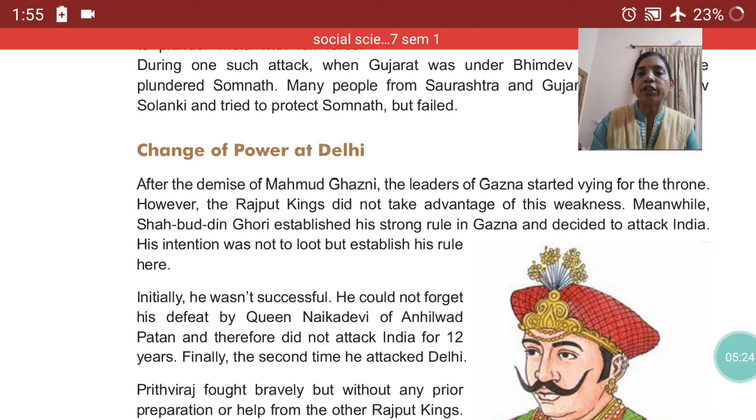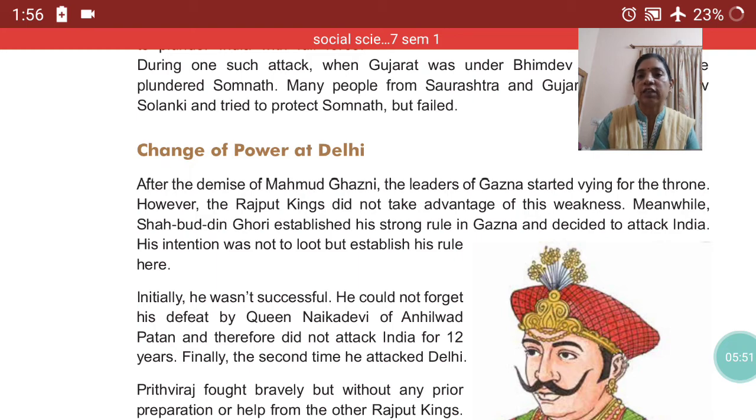Meanwhile, Shahabuddin Ghori established his strong rule in Ghazna and decided to attack India. So it was Muhammad Ghori, Shahabuddin Ghori, who, after Muhammad Ghazni invaded India, wanted to attack India and take over the control. His intention was not to loot but establish his rule here.